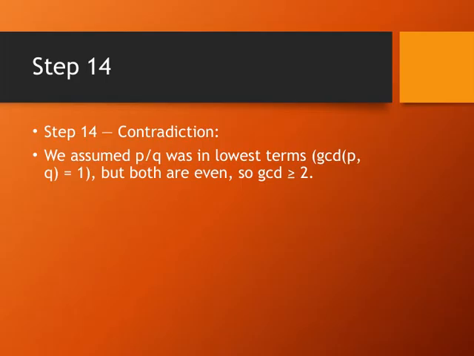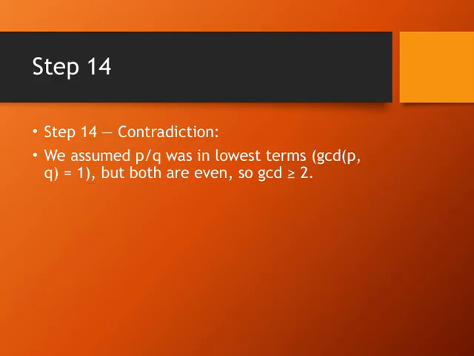All right, so here we're at step 14, which is all about examining a contradiction. Previously, we assumed that p over q was in its lowest terms, meaning that the greatest common divisor, or GCD, of p and q was 1. That's a key point because it tells us that p and q share no common factors except 1.